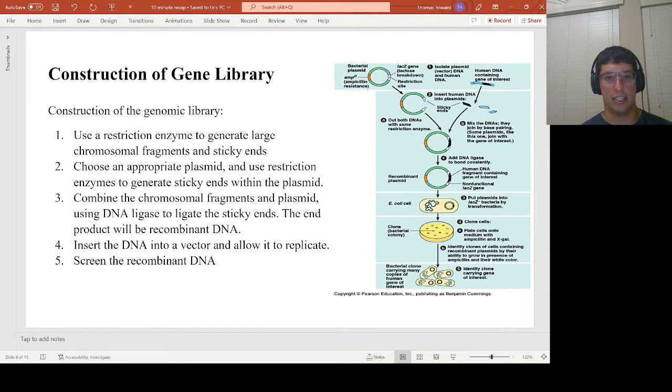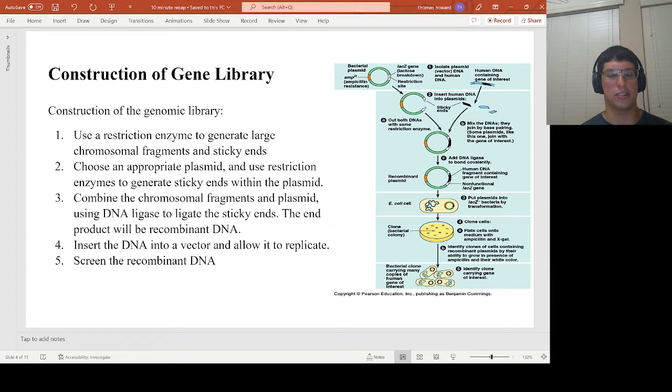The idea is that these sticky ends will have complementary DNA sequences that will be able to bind together and create a recombinant DNA. So step 2, we would essentially mix the genomic fragments and our plasmid DNA, allow them to bind together these complementary ends and use an enzyme such as ligase to glue them together, with our end product being a recombinant DNA plasmid.